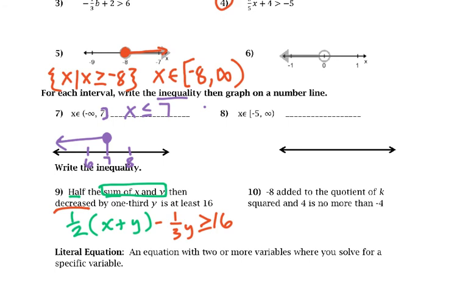Okay, number 10, it says negative 8 added to the quotient. Okay, quotient means divide. And if you're doing these videos or if you're doing your lesson and you don't remember what a word means, Google it, or look it up. But there's no reason why you have to go on not knowing what the word quotient means. The quotient, I'm going to divide, and so I'm going to do k squared and 4.